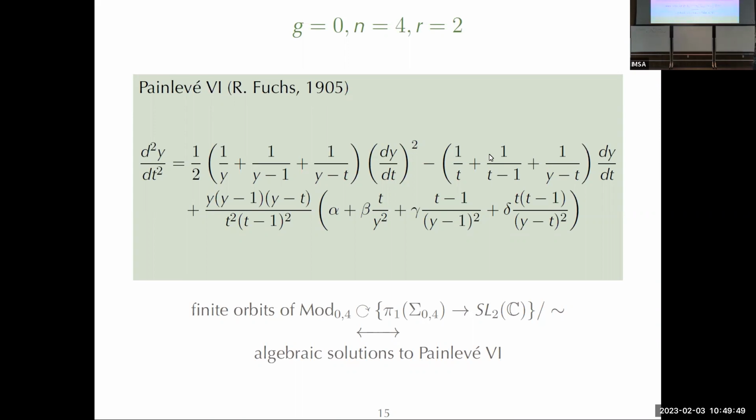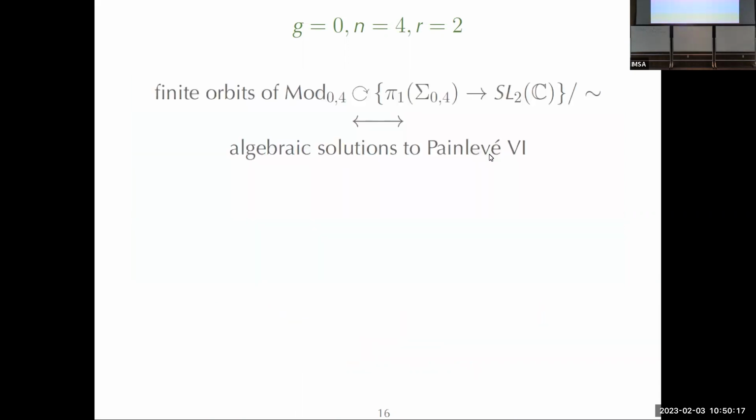Where does this come from? I'll tell you that soon, but I want to tell you something about the history of the study of algebraic solutions to Painlevé VI, or equivalently finite orbits of the action of, well, M04 is just the free group on 2 generators, π1 of P1 minus 3 points. That's M04, and its action on this space of representations, which is essentially a family of cubics. So it's a very concrete question.